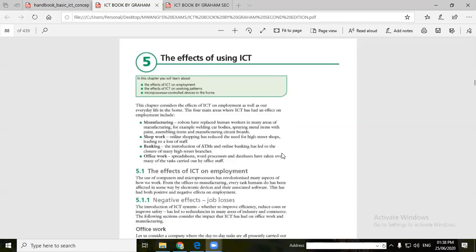The second way that ICT has affected the employment of human beings is shop work. You can buy online. Online shopping has reduced the need for high street shops, leading to closure of a lot of stores. You open your shop, then most customers prefer to buy online, so that high street shop will not be operational. Or if at all it will be operational, you are going to have to cut back so that you can manage yourself.